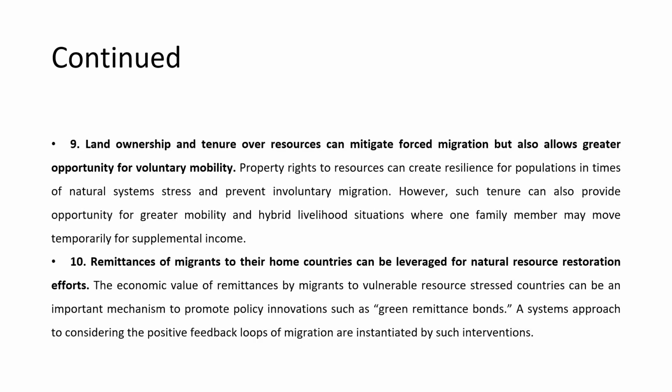Land ownership and tenure over resources can certainly mitigate forced migration. That evidence was quite clear, but it also allows for greater opportunity for voluntary mobility in many cases because it provides a capital base. We finally found that remittances of migrants can be one of the very important ways in which we can leverage natural resource restoration efforts with migration. And there are policy interventions like green remittance bonds which can be used in this regard.